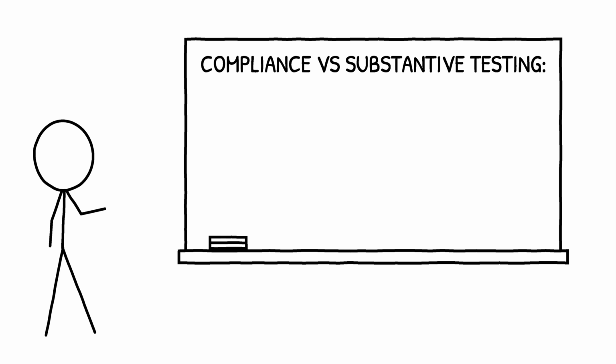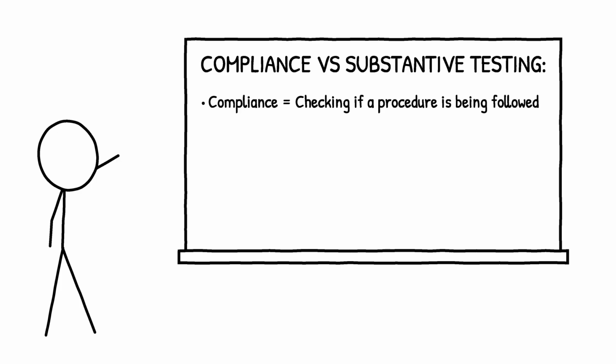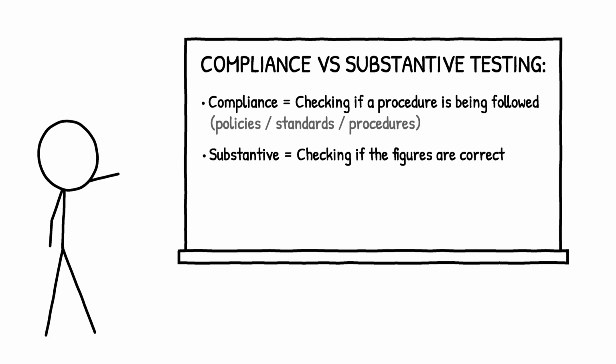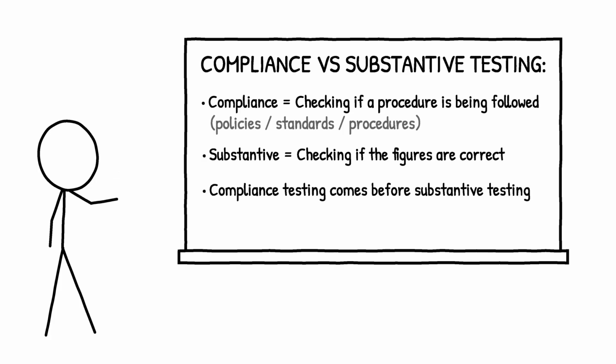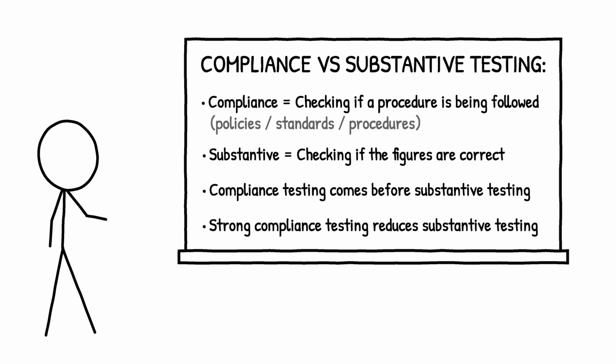At the moment, just focus on understanding the difference between compliance and substantive testing. It is very common for the CISA exam to describe a scenario of what an auditor is doing, and then ask you to identify if they are performing compliance or substantive testing. If the auditor is checking whether a procedure or control is being followed, that is compliance testing, and they will usually be doing this based on the organisation's policies, standards and procedures. If the auditor is checking whether the figures or amounts are correct, that is substantive testing. You may also get questions that test that you know that compliance testing comes before substantive testing, and that strong compliance testing results allows for reduced substantive testing.